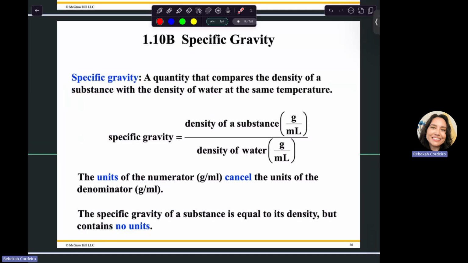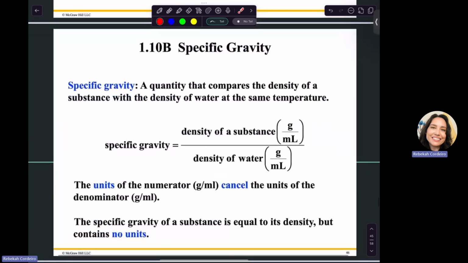So specific gravity has no units, because the gram per milliliter is the same on top and bottom. Specifically for specific gravity, you want to use gram per milliliter, or whatever the units are, but the density of your water and the density of your substance have to be the same units. So if, for example, I gave you the density of water in gram per milliliter, but I gave you the density of the substance in kilogram per microliter, you would have to do some converting to get them to be the same before you could do a specific gravity problem. So no units for your specific gravity. The units will cancel out.